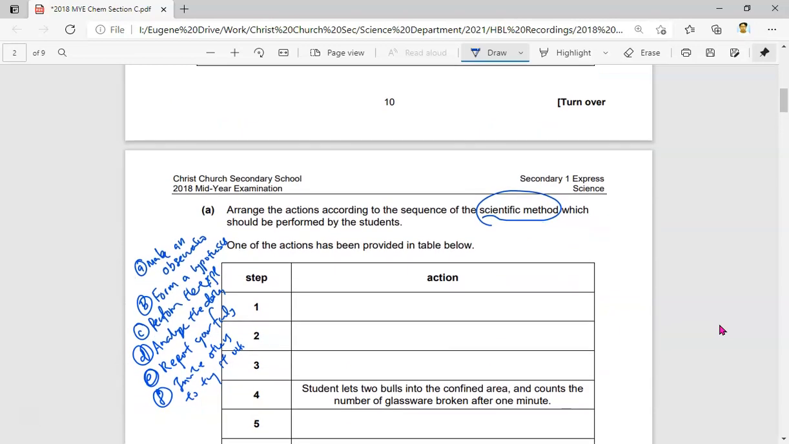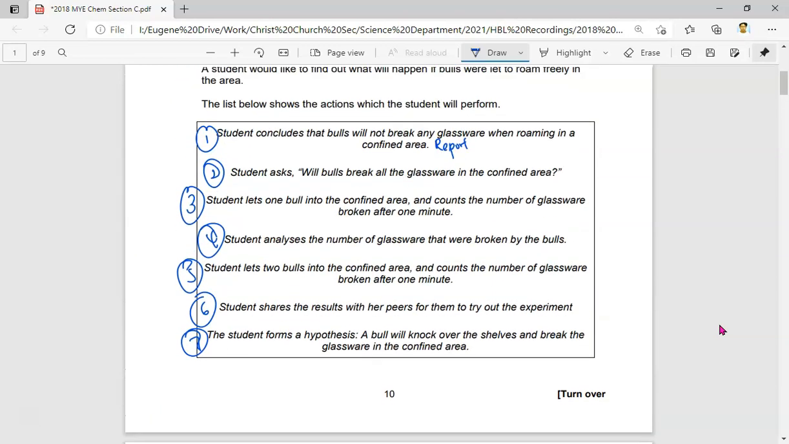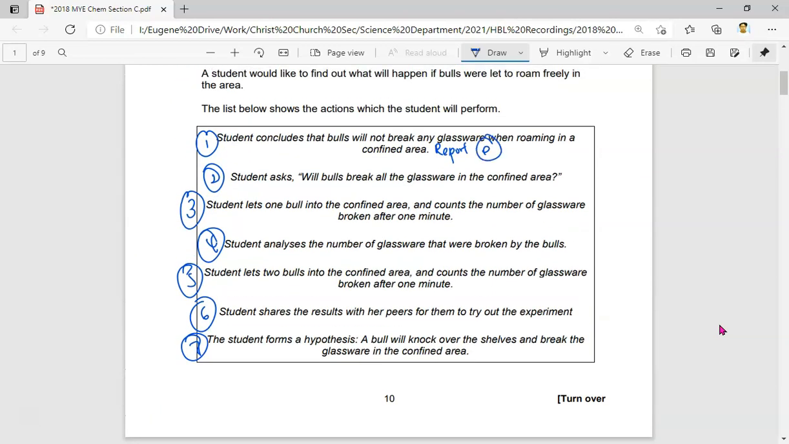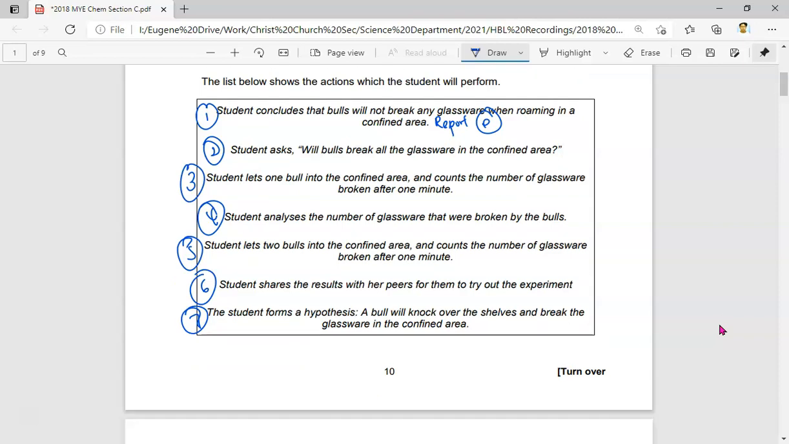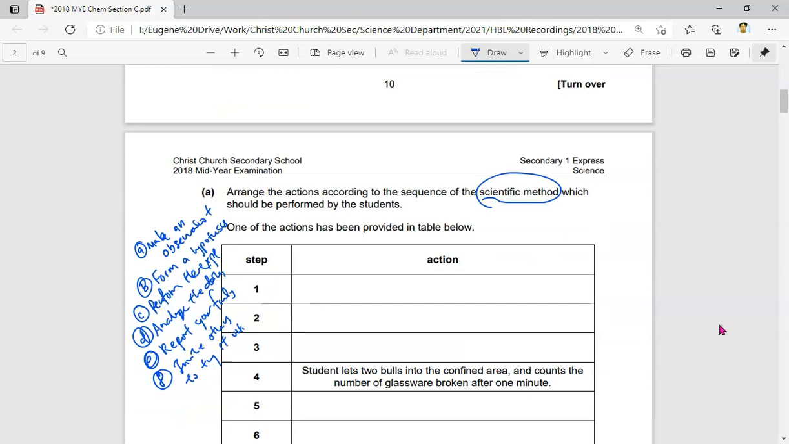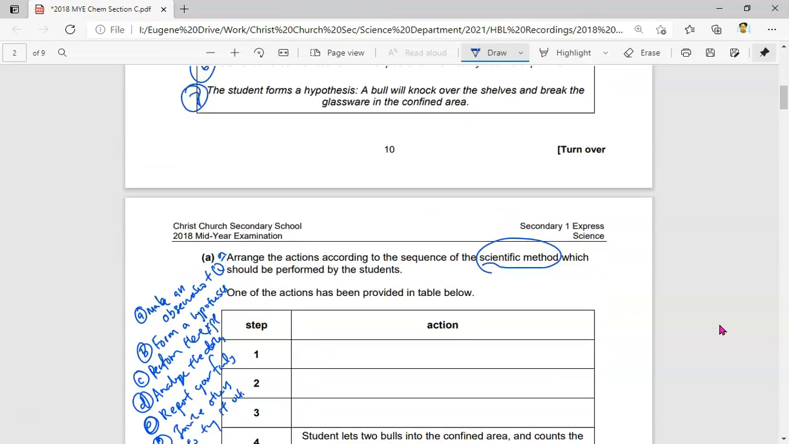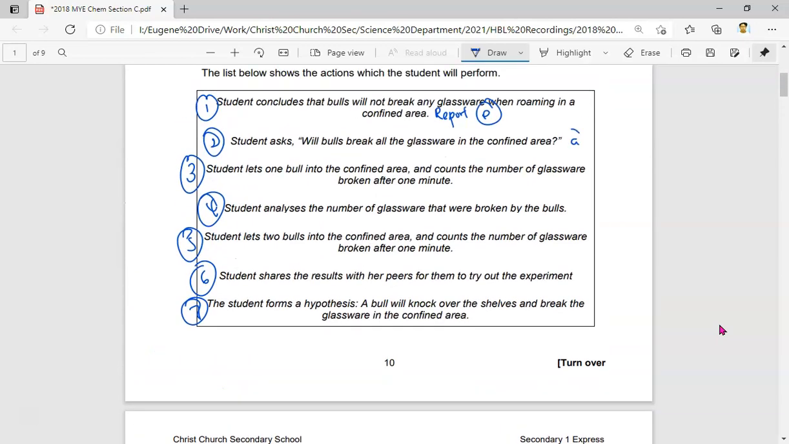Under report is actually E, report your findings. So this is under E. Will bulls break all the glassware in a confined area? Most probably when the student asks a question, this will be in terms of making an observation. Making an observation in a sense actually accompanies a question. So this will be part A. The student asks, will bulls break all the glassware in a confined area? That's actually the start. So making an observation and asking a question.